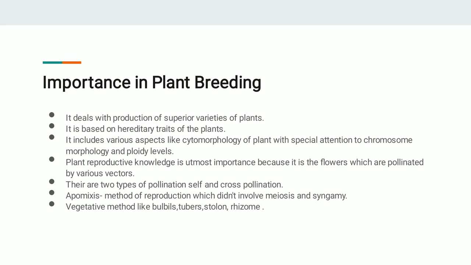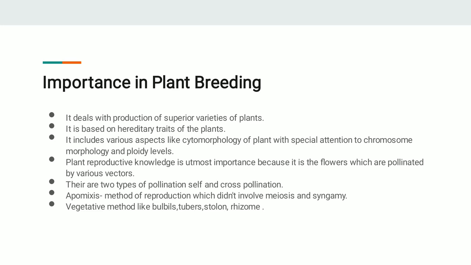So it includes various aspects like cytomorphology, meaning the cellular morphology. Okay, cyto means cell of a plant, with special attention to chromosome morphology and ploidy levels. Here the big role is played by the chromosome number, and the various ploidy levels like autopolyploidy and alloploidy. Plant reproductive knowledge is of utmost importance because it is the flowers which are pollinated by various vectors.